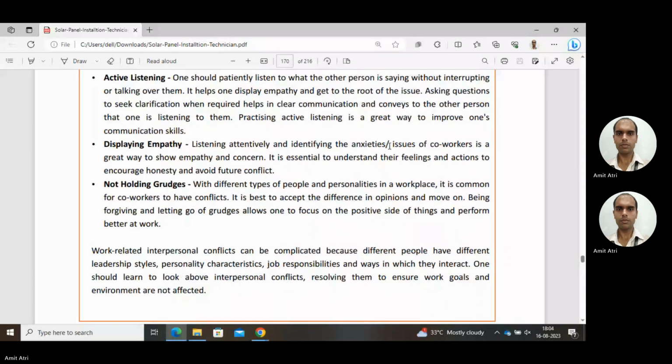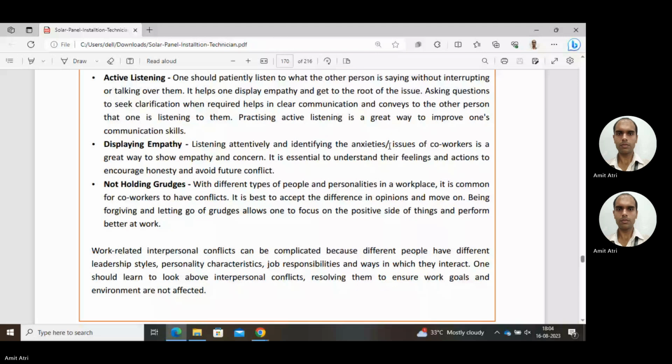Next is not holding grudges. With different types of people and personalities in a workplace, it is common for co-workers to have conflicts. People with different mindsets, views, and opinions may conflict. So the best is to accept the difference and move on. Forgive, don't have any type of grudge. That is the way to resolve some issues. If a grudge is there, then in the future these conflicts will keep on rising.